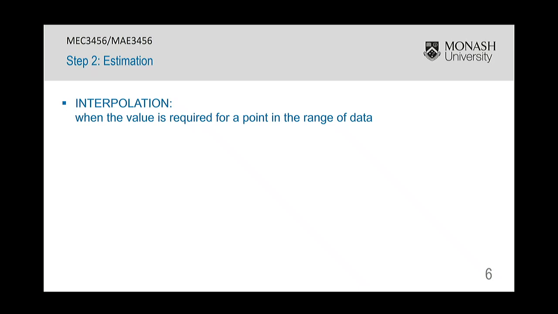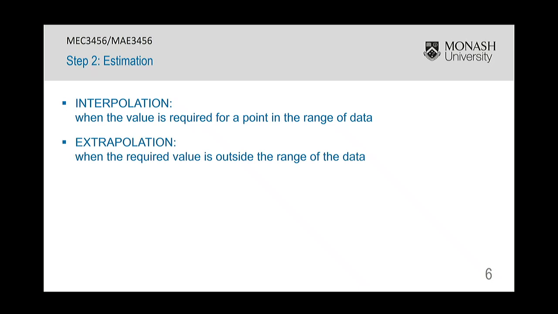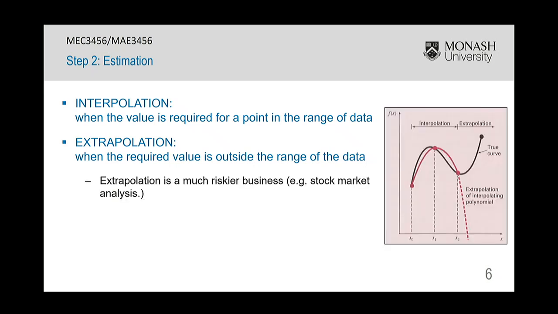We also need to understand the difference between interpolation and extrapolation. Interpolation is when the value that we're looking for is within the range of the data that we already have. Extrapolation is when the required values, the values that we're looking for, are outside the range of the data. And extrapolation is a much riskier business. For example, trying to figure out what the stock market is going to do next week based on what it's done in the past 6 months.